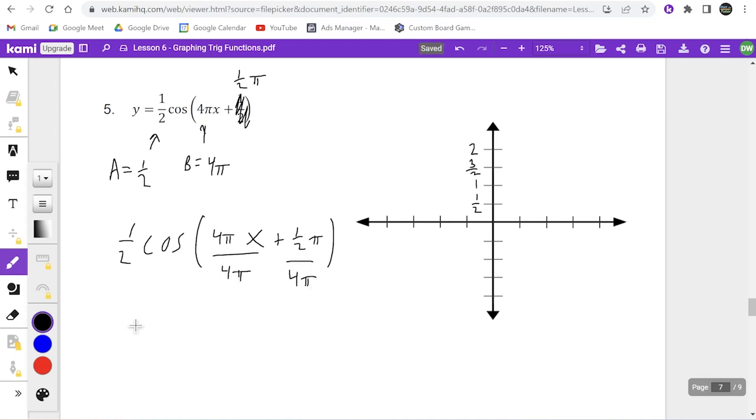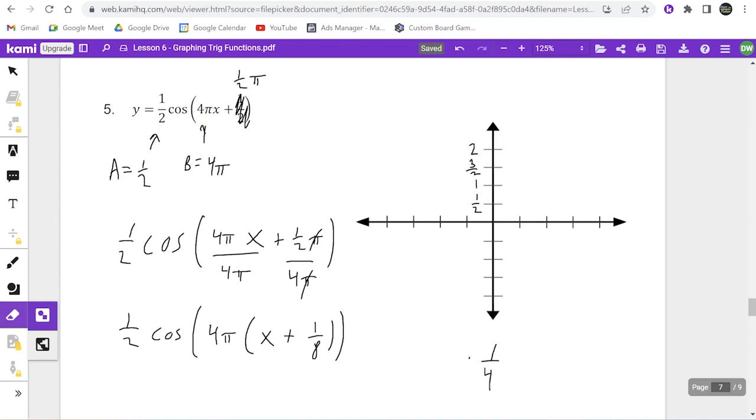And when you factor out, it's going to look like this. We're factoring out 4 pi, so it's 4 pi times the quantity, x plus, the pi's cancel here, 1/2 divided by 4. Hopefully you know this with fractions. That's going to be 1/8. If you don't know why, it's because it's the same thing as 1/2 times 1/4, and that's 1/8. Okay, so hopefully that makes sense.